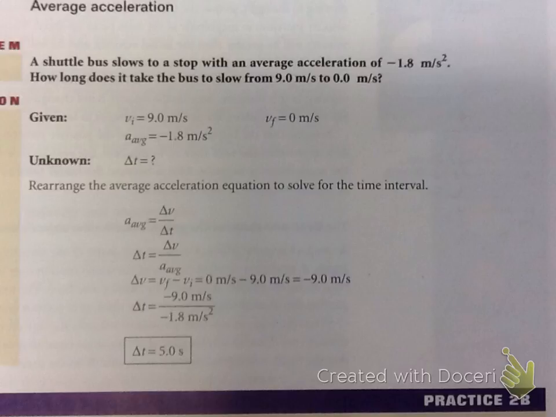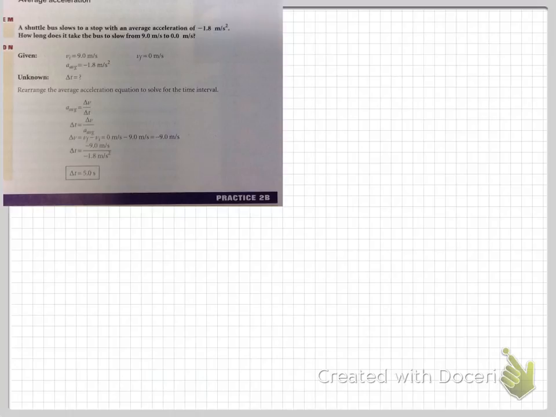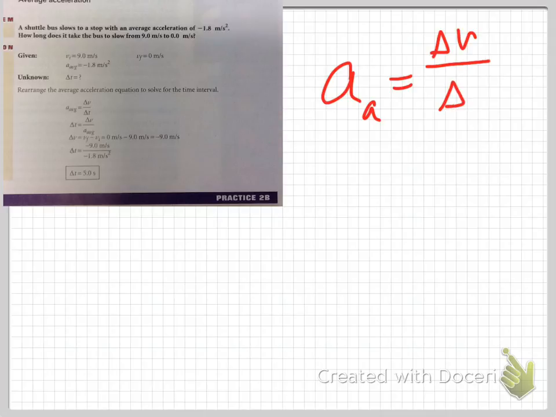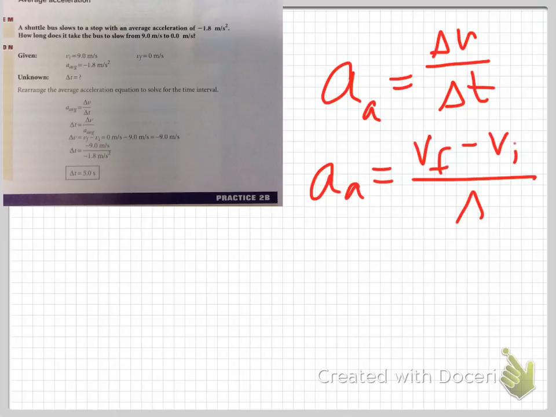Okay, I keep saying it. I actually mean it. I will beat you with the physics stick over it. Write down your darn equation. Write down your base equation. In this case, a average equals delta v over delta t. In this case, because we're using this variant, you can also write a average equals vf minus vi over delta t. It's really helpful if you circle the thing you're solving for.